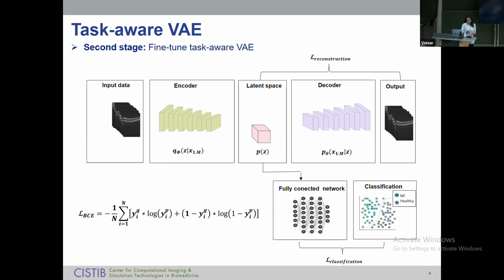The loss function for this second stage is similar to the one for the first stage, with the reconstruction loss and the Kullback-Leibler divergence. But here we have an additional term, which is a binary cross entropy loss, the classification loss. Here we increase the weight for this classification loss because, at the end, in the second stage, we want to do a classification task.